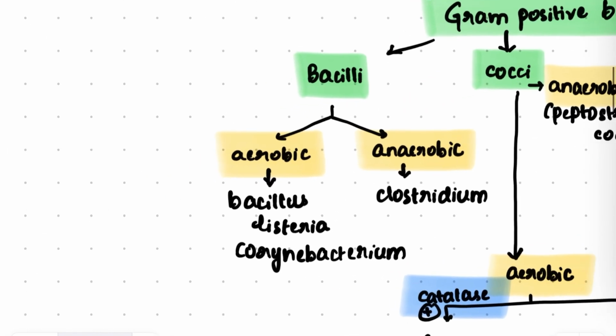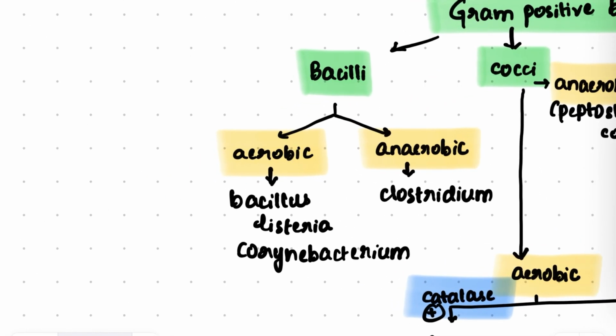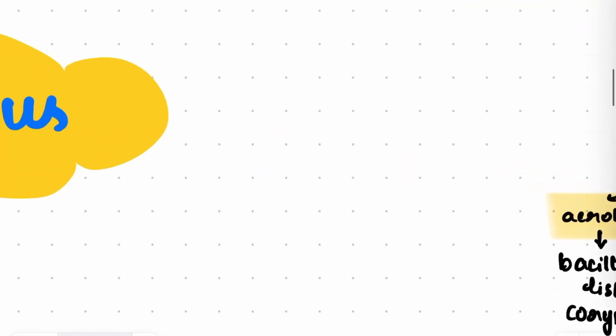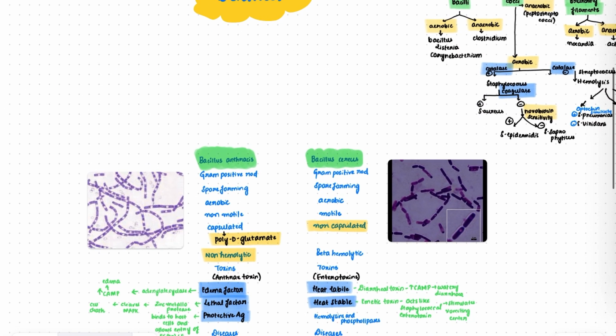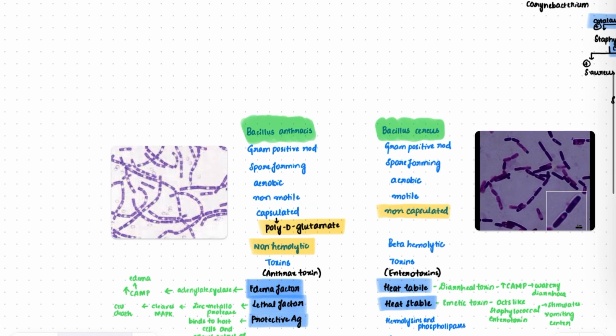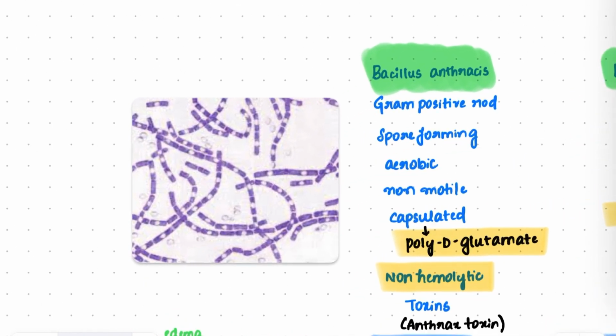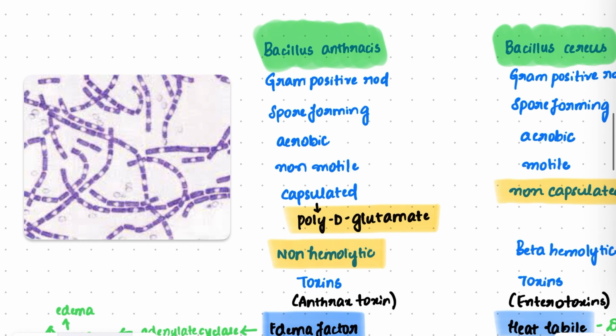In this class, we will discuss the Bacillus in the gram-positive bacilli. The Bacillus is divided into two species, that is Bacillus cereus and Bacillus anthracis. Firstly, Bacillus anthracis is a gram-positive rod. It is a spore-forming bacteria. It is aerobic and it is non-motile. It is encapsulated. It has a poly-D-glutamate capsule.